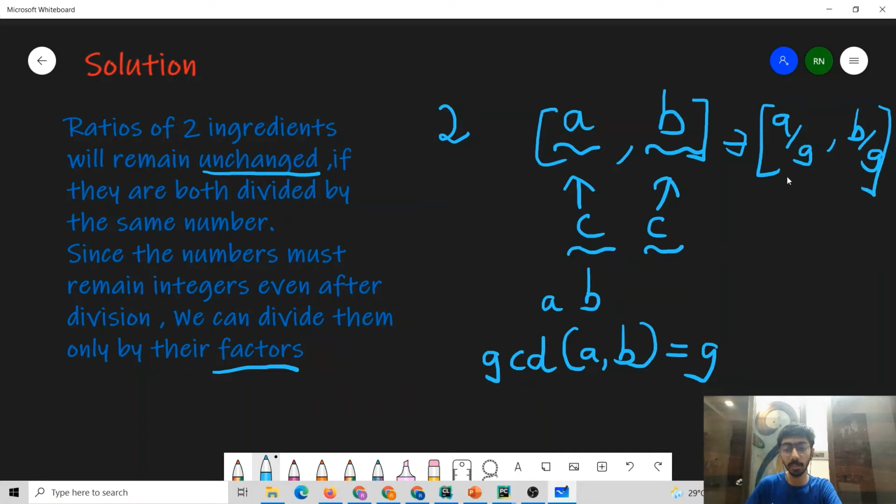This reduced array will be a valid answer because, upon division, since G is a factor of A and B, A by G and B by G are both whole numbers. And since both values have been divided by the same value, the ratio is also unchanged. So this is how we are going to approach the problem for the case of two elements. We are going to find the GCD and then divide both elements by the GCD.